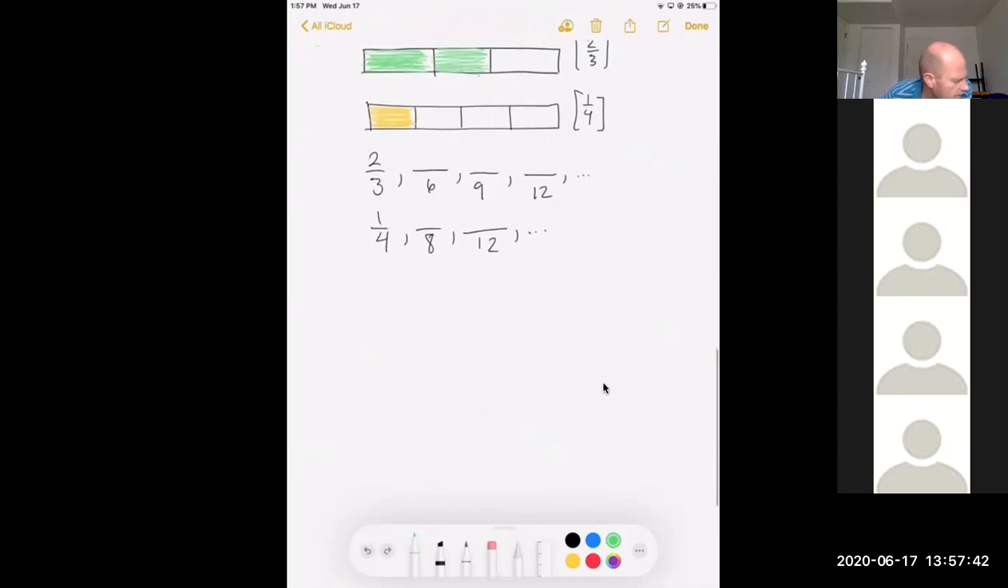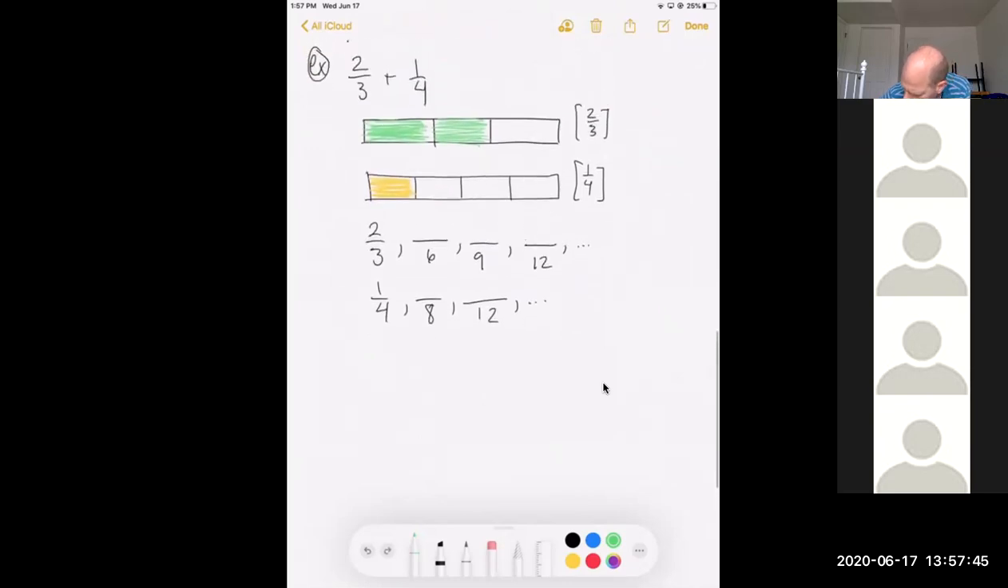So I'm going to use 12ths. And again, to review, I'm subdividing each third into 4 equal pieces, because that's how much it is to get to 12 from 3. 3 times 4 is 12. Or I have 4 groups here until I got to 12.